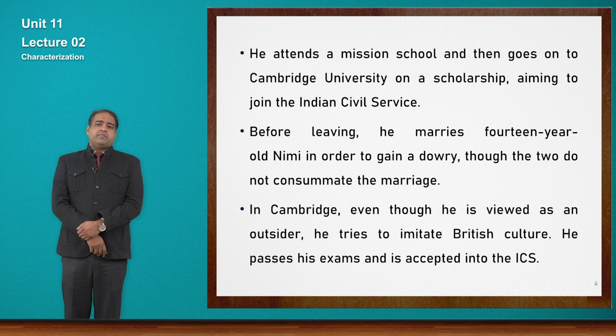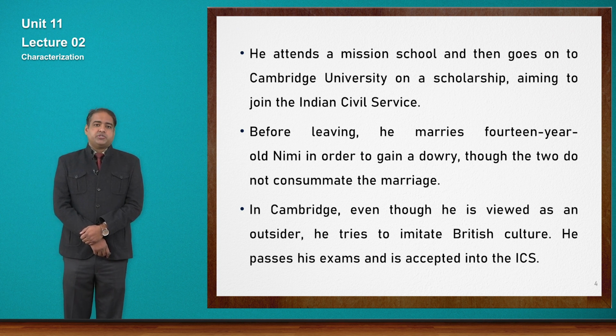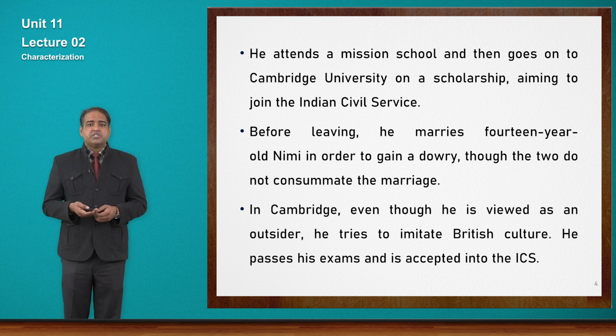Before leaving, he marries 14-year-old Nimmy in order to gain a dowry, though the two do not consummate the marriage. So, initially, they were not able to make a relationship with each other. The judge married Nimmy because he wanted some money for going abroad.